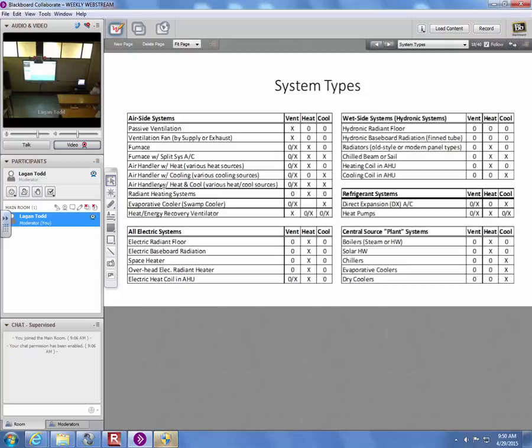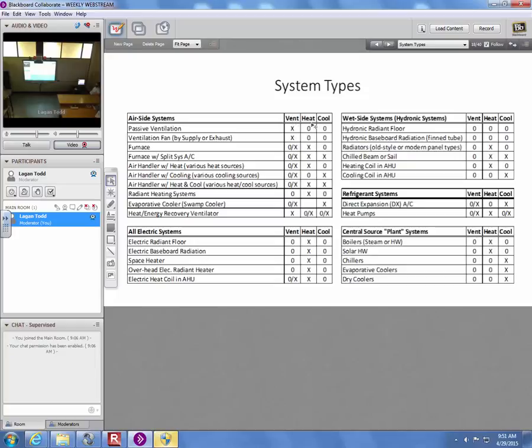Over here in this table, you've got all air side systems, where air is the heat transfer medium. Here you've got all what we call wet side systems, or hydronic systems, where some kind of water-based fluid is the heat transfer medium. You've got refrigerant systems. You've got systems that are central or plant systems, and you've got all electric systems. There's some overlap here, so you'll see that a boiler is a central plant system that's also a wet side system. I could have put boiler up here, right? So there's definitely some overlap.